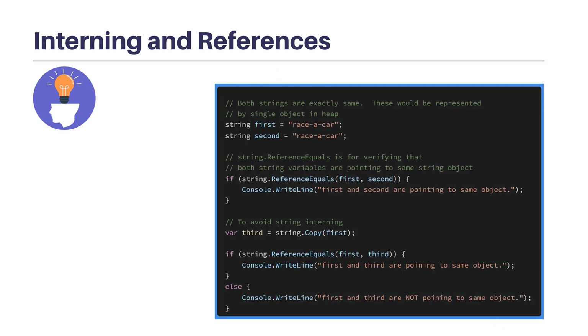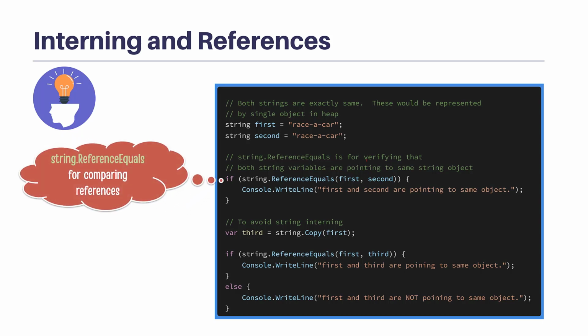The code snippet on this slide shows how to use the ReferenceEquals method. First, the code initializes two variables, first and second, with the same value. And then it calls string.ReferenceEquals to check if both of these variables are pointing to the same object. Because of string interning, they will point to the same object. And that's why the ReferenceEquals method will return true and the if block will be executed.